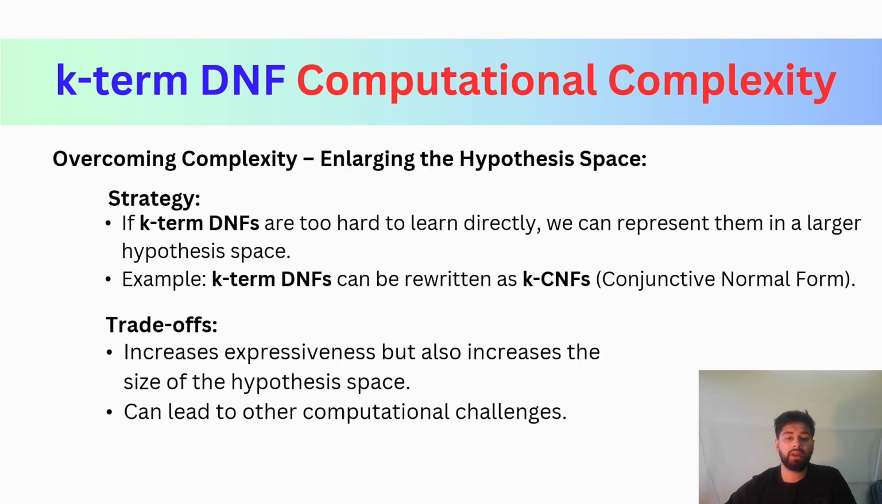The way to overcome this complexity is to enlarge the hypothesis space. Instead of learning the K-term DNF directly, we can represent it using a more expressive hypothesis space such as KCNF, conjunctive normal form. This approach allows us to leverage known learning techniques for CNF, but it comes with a trade-off. While the hypothesis space becomes more expressive, it also grows larger, making computation harder in some cases. We must balance expressiveness with efficiency when choosing representations for learning.